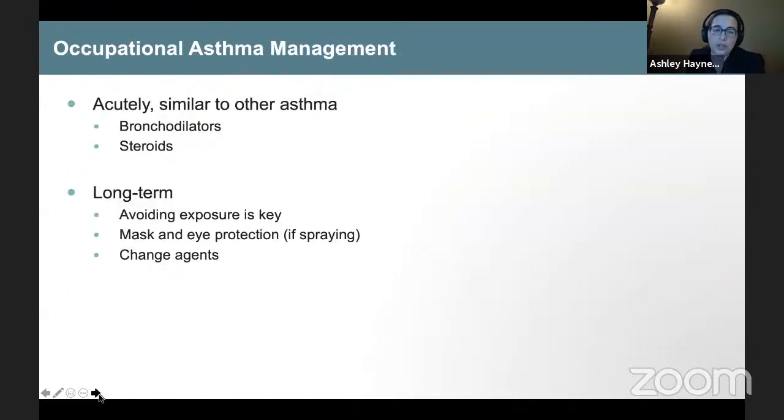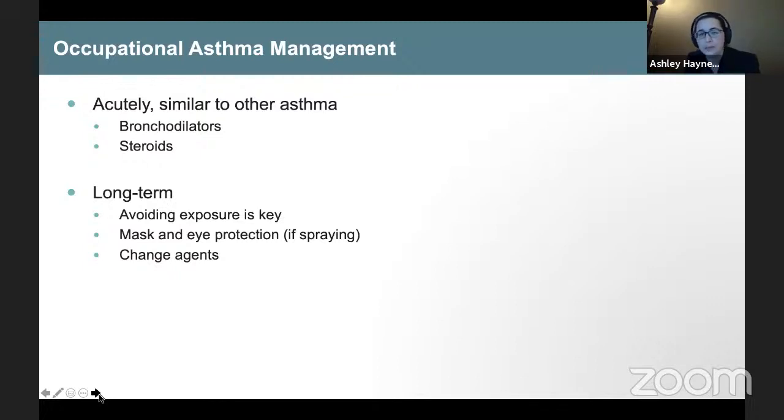So if occupational asthma occurs acutely, you're going to treat it fairly similar to other asthma. You're going to use bronchodilators, and steroids if there's severe enough wheezing. Long-term avoidance is really the key. So maybe that means your workplace changes agents and you don't use that anymore. If you're spraying it, try to avoid contact with your eyes and your face, wearing a mask or eye protection, and then making sure that residues are removed.